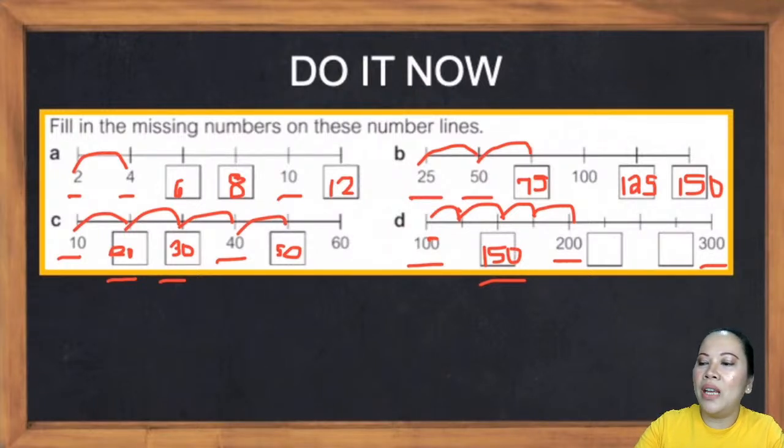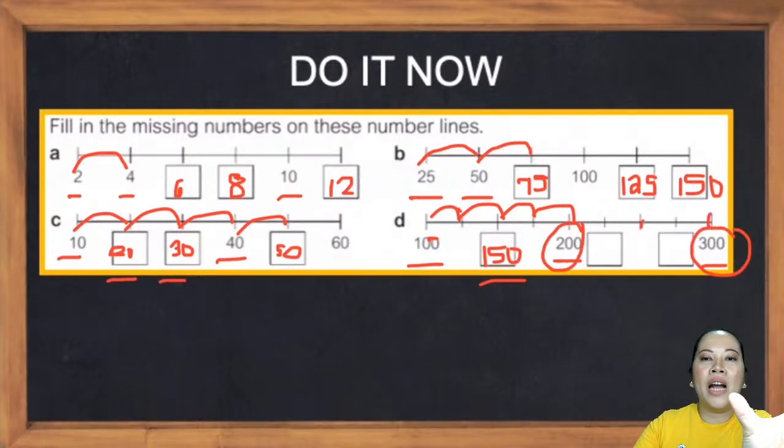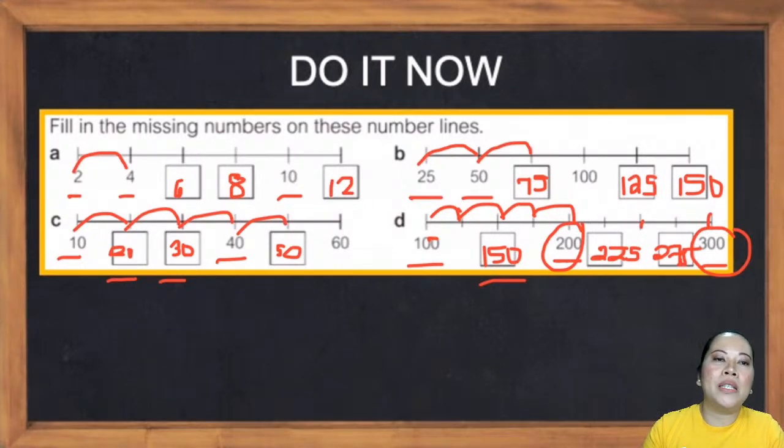Okay, so the same thing: this is 200 here, and you have 1, 2, 3, 4 scales before it becomes 300. So the 100 there divided by 4 scales will be 25. So each scale will be 25. So after 200, the next number will be 225. This is 250, then you have 275 before it becomes 300. Okay, so that is how you identify the missing number on a number line.